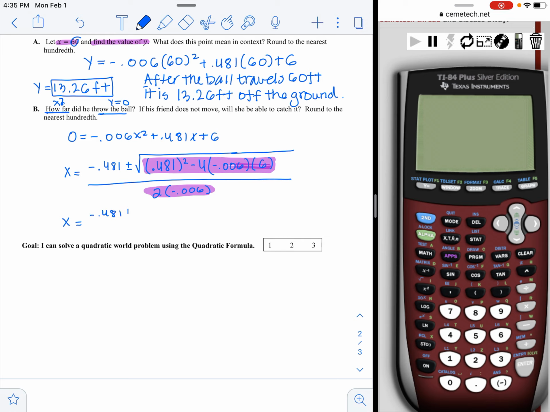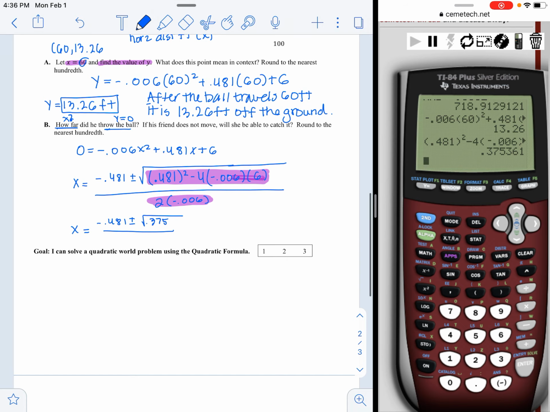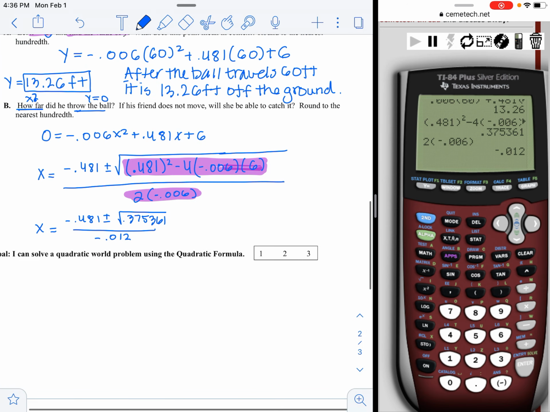x equals negative 0.481 plus or minus the square root of, all over what? Okay, so calculator, I'm going to do parentheses, 0.481, close parentheses, square, minus 4, open parentheses, negative 0.006, close it, open a new one, 6, close it, enter. I'll write that number down, 0.375361. I'm going to do 2 parentheses, negative 0.006, oops, I missed a 0, enter, and I get negative 0.012.